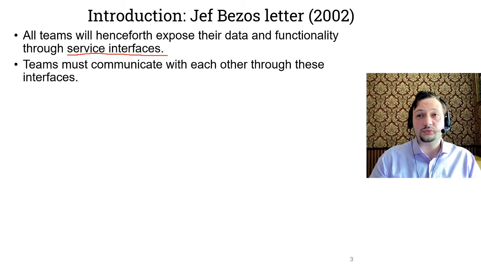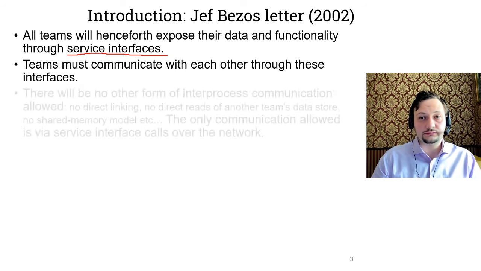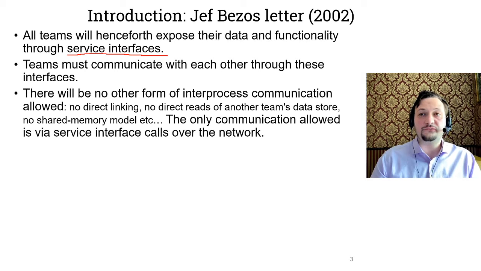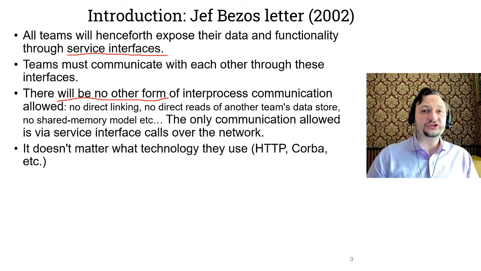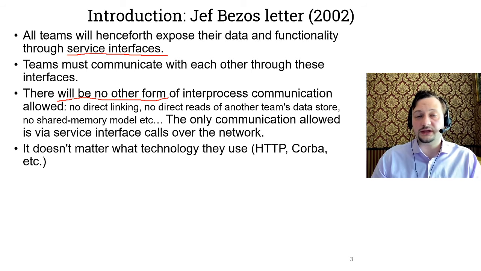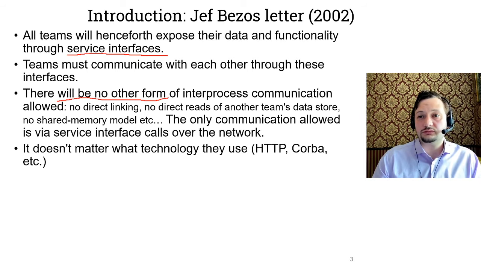Teams must communicate with each other through these interfaces. There will be no other form of process communication allowed. Direct linking, no direct reads from another team's data store, no shared memory model. The only communication allowed is via service interface calls over the network. It doesn't matter what technology you use, HTTP, Corba, or etc. But now we know that HTTP won and Corba lost. But never mind, that was 2002 and today is 2020.